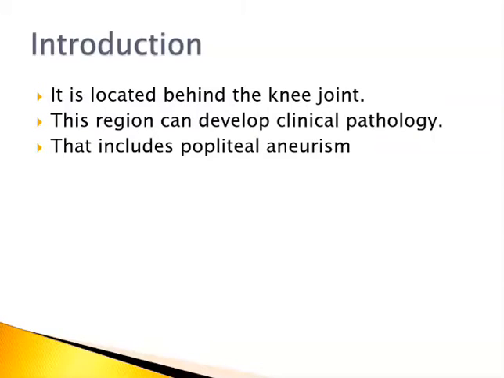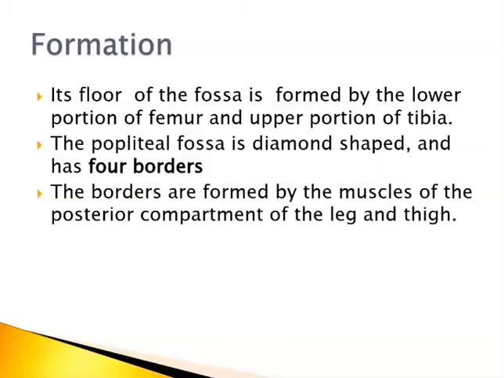So this popliteal fossa is located behind the knee joint. This region can also develop clinical pathology, and that includes popliteal aneurysm. Formation of the fossa: its floor is formed by lower portion of femur and upper portion of tibia. The popliteal fossa is diamond shaped and has 4 borders. The borders of popliteal fossa are formed by the muscles of the posterior compartment of thigh and leg.